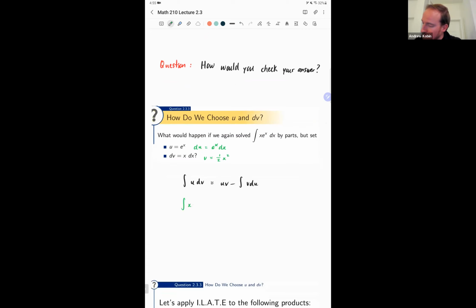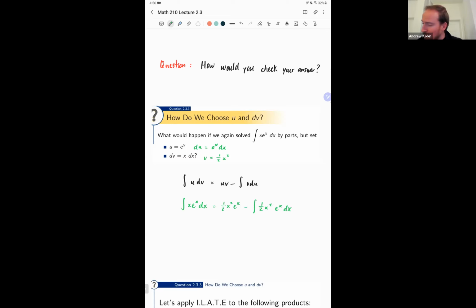So the integral of x e to the x dx is equal to u times v. I'm going to sort things a little differently, but u times v is 1/2 x squared e to the x. Notice I wrote those backwards, but you're allowed to multiply in both orders. Minus the integral of v du. Let's see, v is 1/2 x squared, and du is e to the x dx.